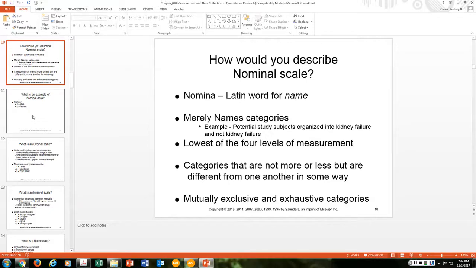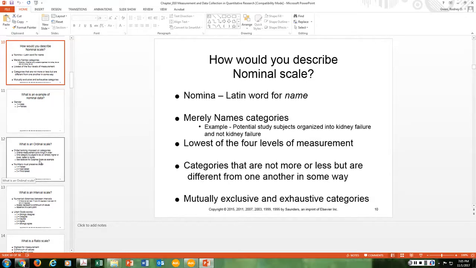Nominal scale is considered the lowest of the 4 levels of measurement. Categories are not more or less but are different from one another in some way. So we're not saying that kidney failure is greater than non-kidney failure, or that not having kidney failure is greater than having kidney failure. They're just different. They're mutually exclusive and exhaustive. So you're either in one category or you're in the other. You're not in both. I hope that makes sense.